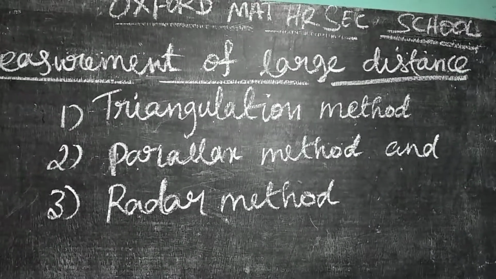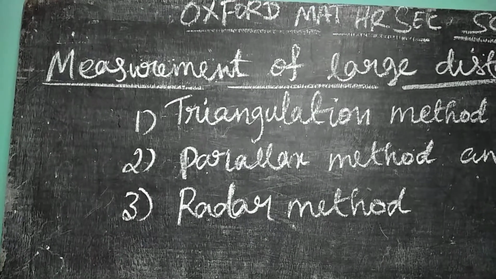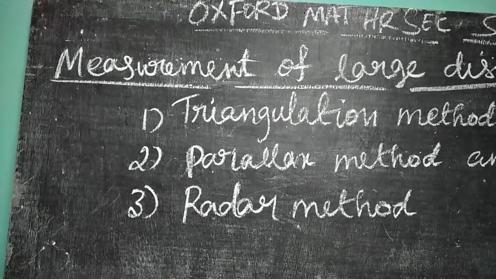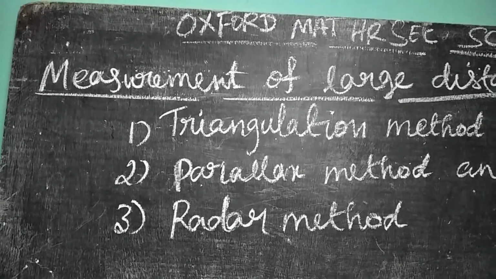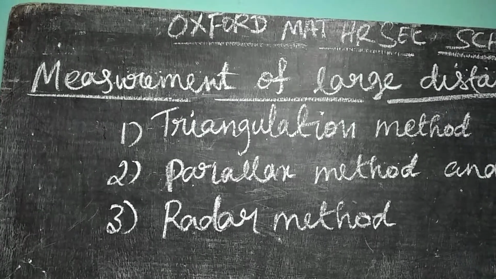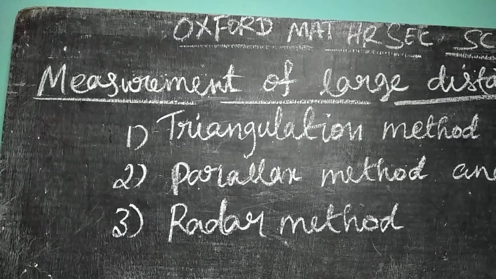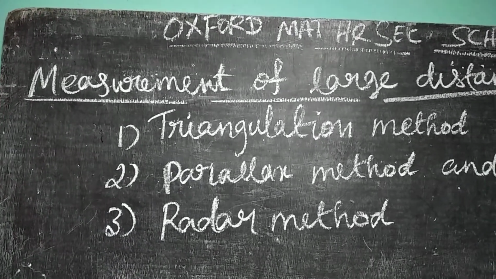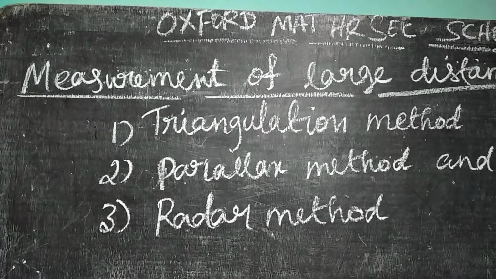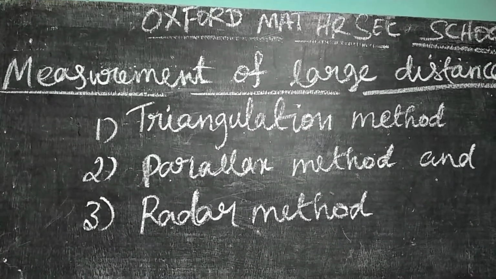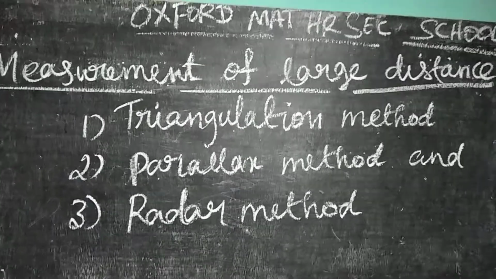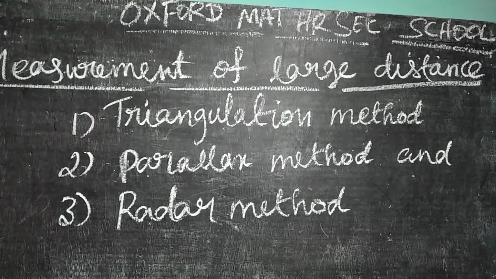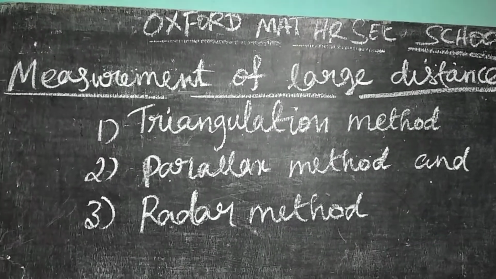Measurement of large distances. For measuring large distances, for example, height of the tree, height of the tower, height of the tall building, distance of the moon, distance between the earth and planets, earth to Mars, we are going to use special methods: first one triangulation method, second one parallax method, and third one radar method. With the help of these three methods, we measure the larger distance.